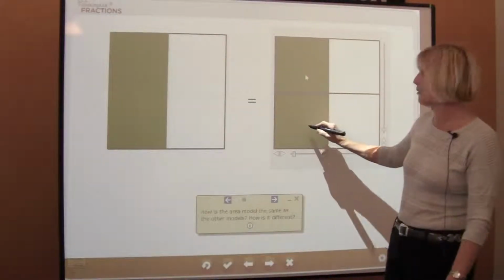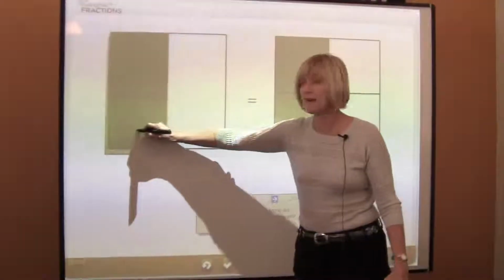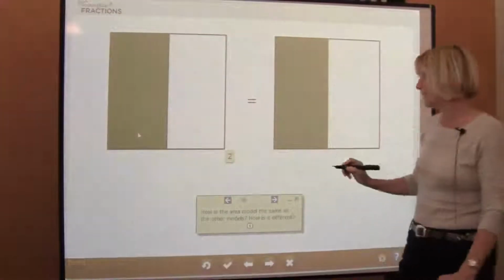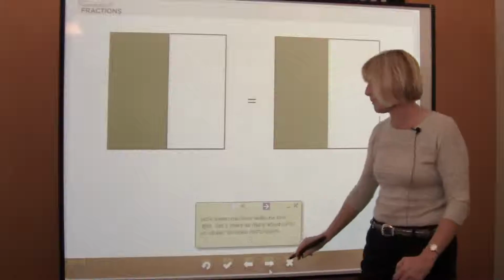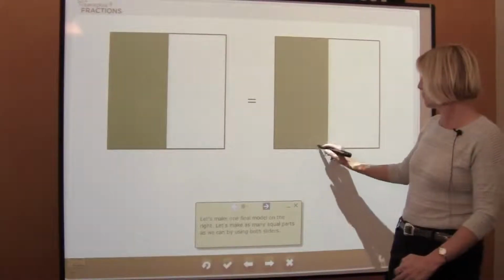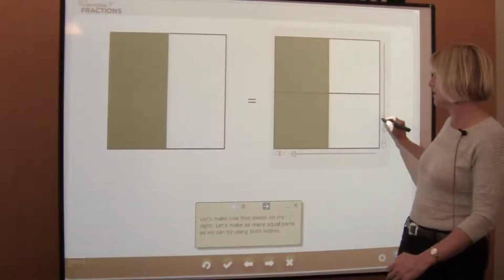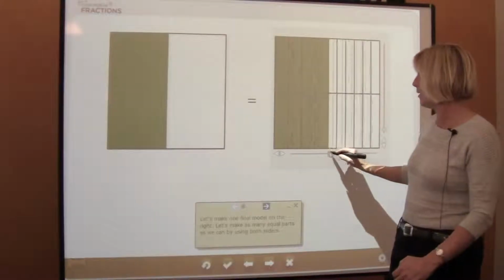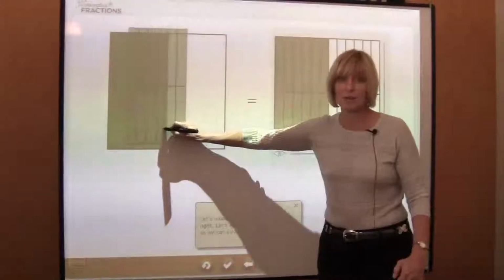So we're going to introduce that equivalence and how we can drag one model over to the other to check for equivalence. And when they're working with the area models, you're going to have to make sure that you reinforce that there are 2 scroll bars that students are going to use to make equal parts. And again, comparing for equivalence.